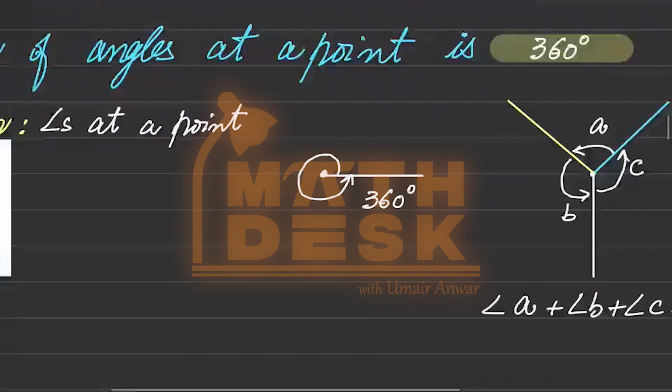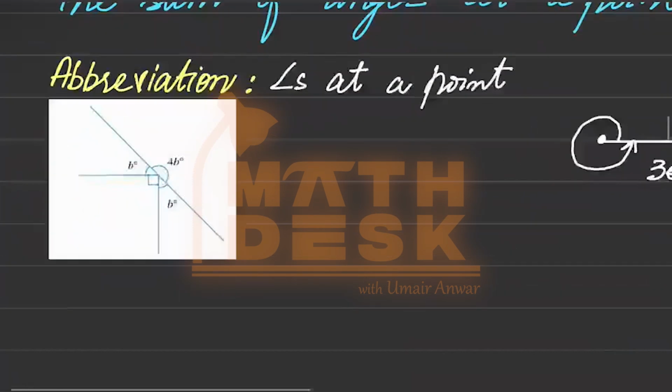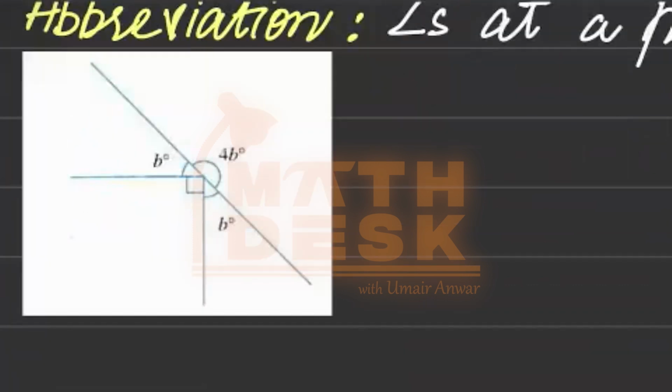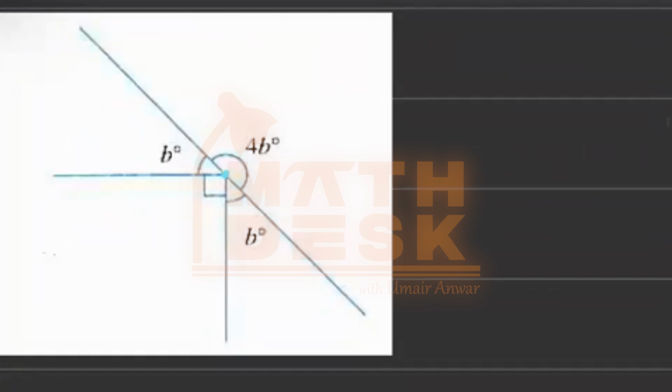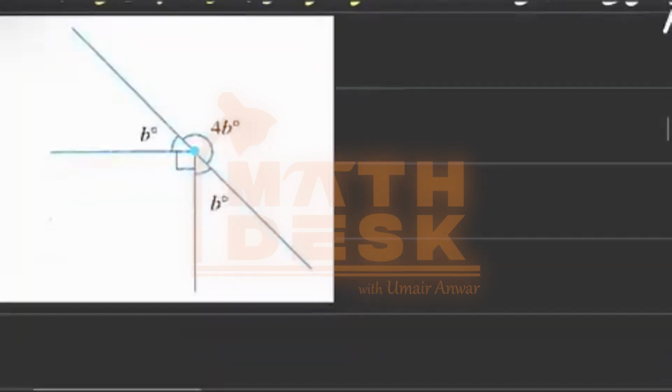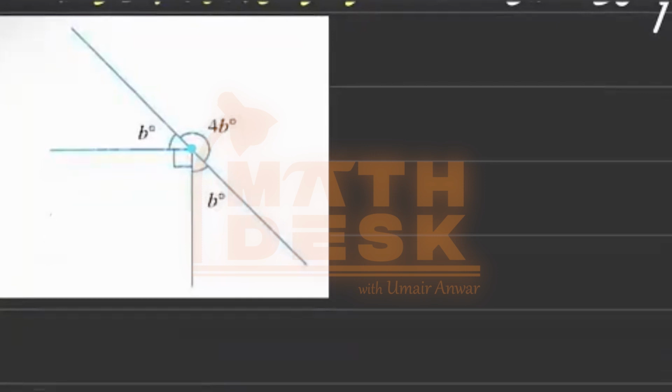Now, for example, we are given this question. We can see that we have a point over here, this one, around which all the angles are being formed. So first angle is 4B, then we have B, then we have an angle of 90 degrees, then we have another angle of B, and we reach the line where we started from. So all of these, when added together, would be forming the angles around a point.